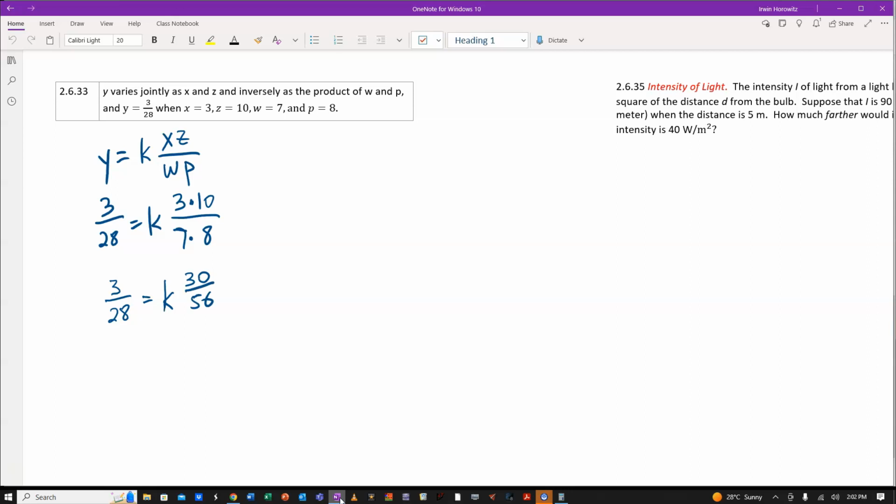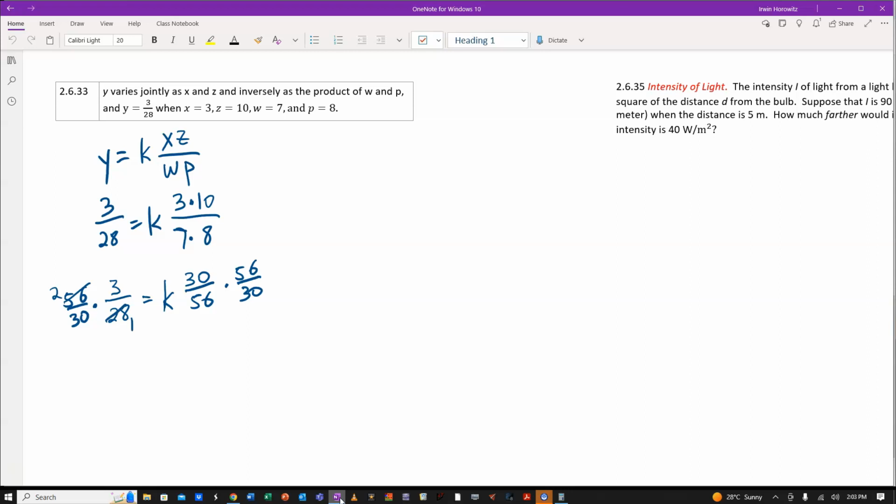To solve for k, we want to multiply both sides by the reciprocal of that 30 over 56. So 56 over 30, 56 over 30. And you can plug that into a calculator and try to simplify it from there. But the easier way to do this is to recognize, because you're multiplying these things, that 56 divided by 28 is just 2 over 1. So we could substitute 2 over 1 for those two.